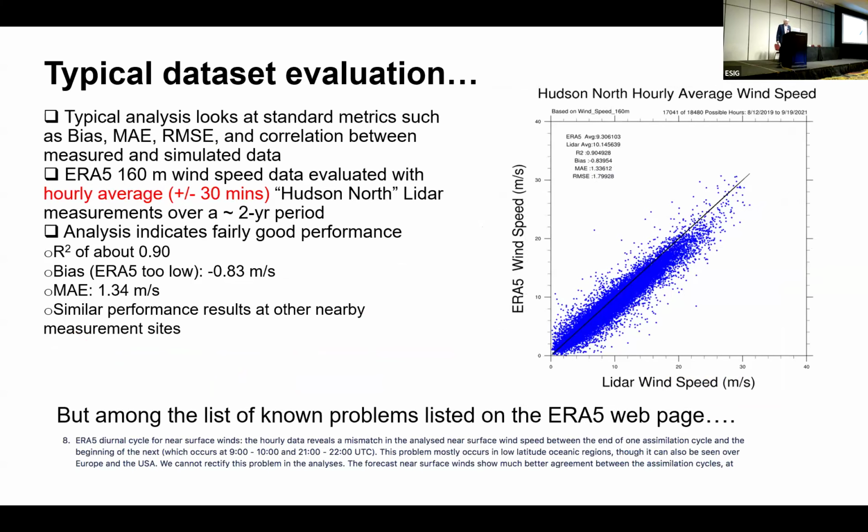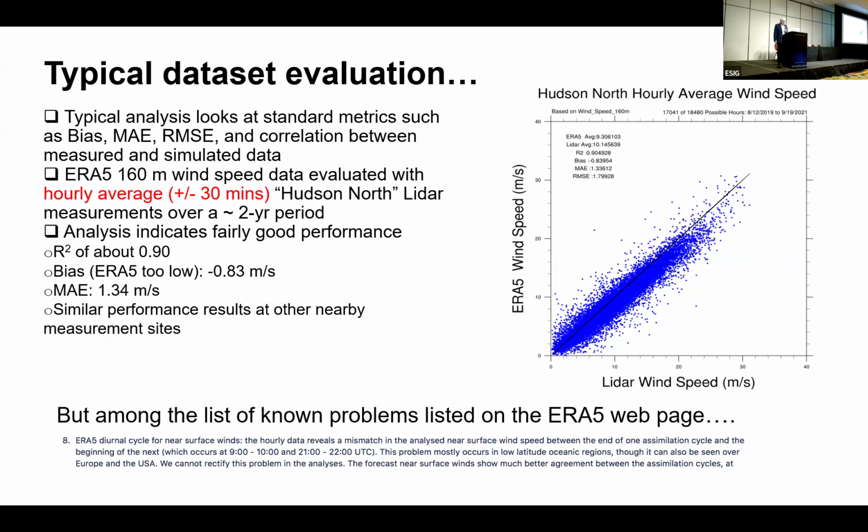So, here's a typical data set evaluation: ERA5 versus LiDAR, 160 meter wind speed. Vertically, you have the ERA5 data every hour. The LiDAR data was available at higher frequency than an hour, but we averaged it to be somewhat fair to the larger resolution model. If you look at that, it's really good agreement. There is a negative bias, ERA5 too low, about 0.8 meters per second, and an MAE of 1.34. The overall agreement is fairly good, R squared about 0.9. So if you look at that, you would say, well, that's reasonable, and certainly not perfect.